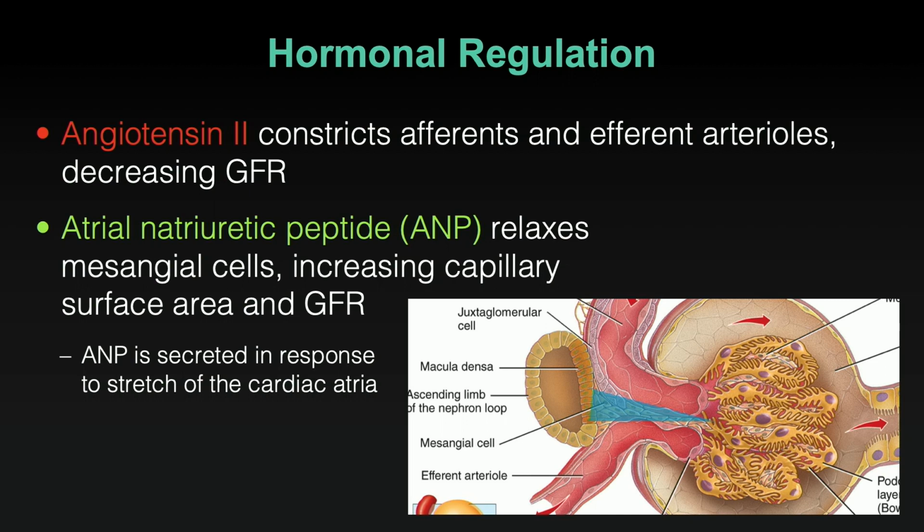So we're going to leave it there for today. That's filtration. Make sure you know autoregulation. That's important. We're coming back to reabsorption and secretion on Thursday and Friday. Have a wonderful Tuesday afternoon.